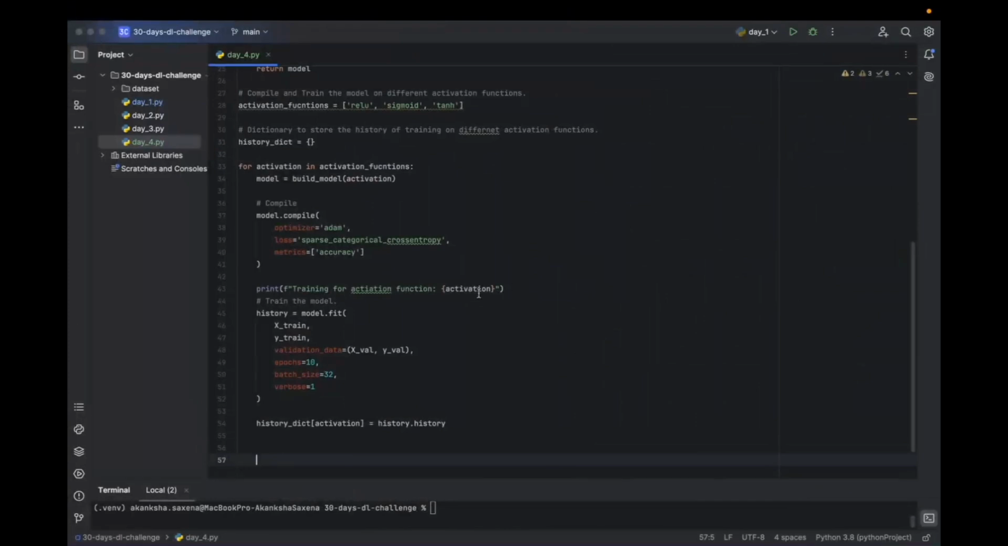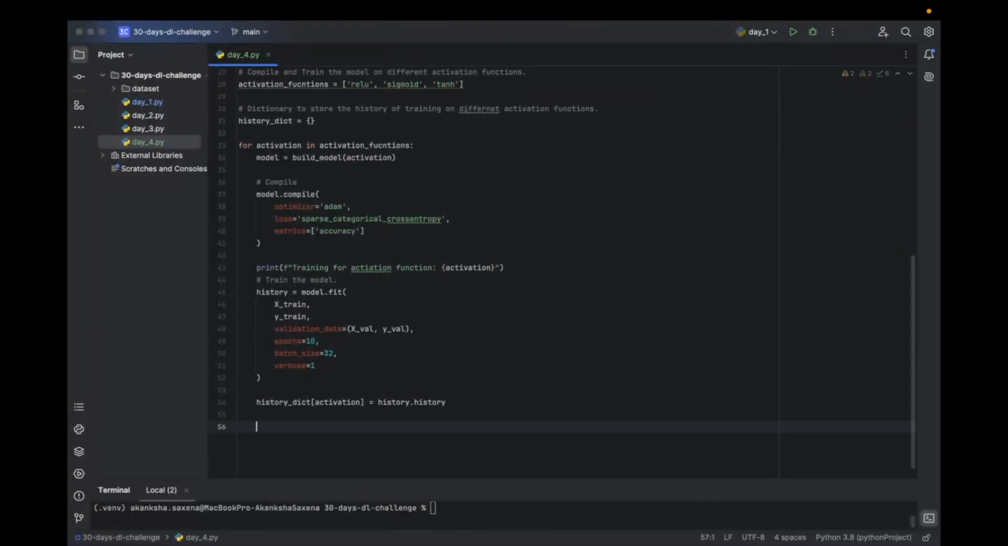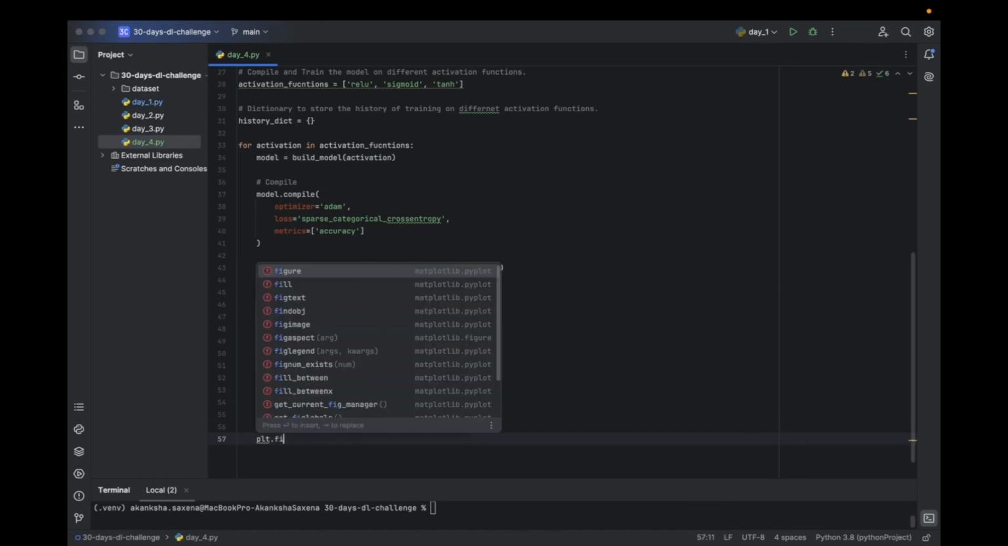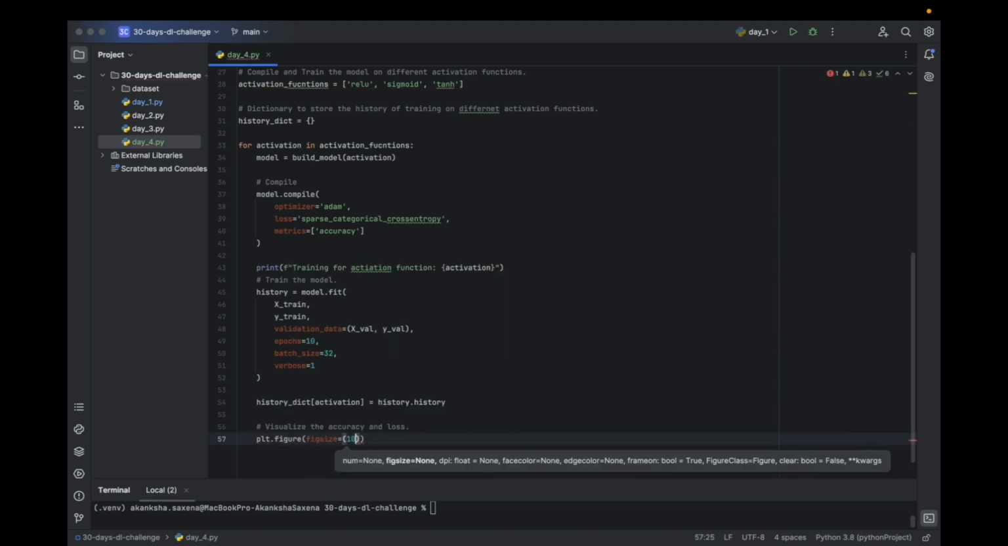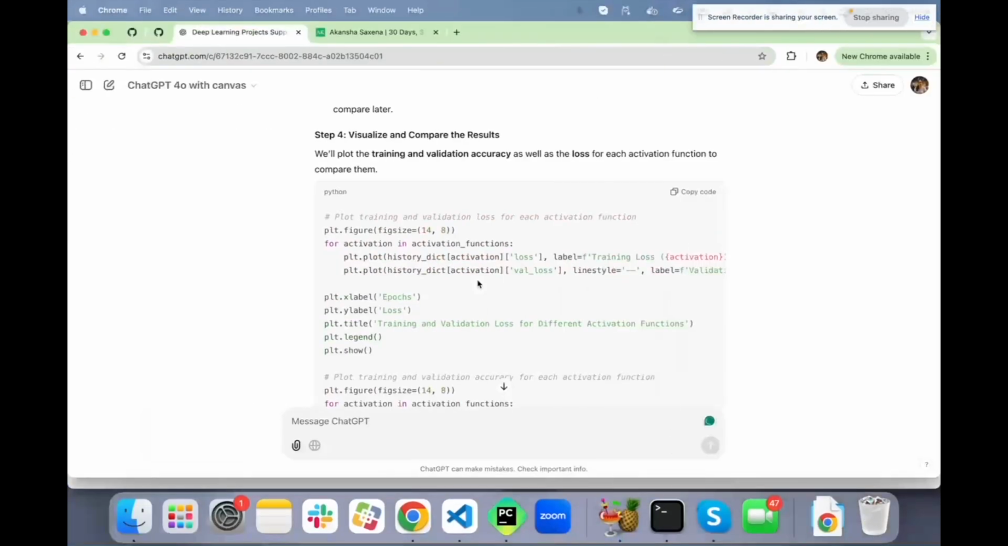Inside this for loop only, we are going to visualize the accuracy and loss. So first we are going to prepare a figure. The size is going to be 10, not 14 by 8.